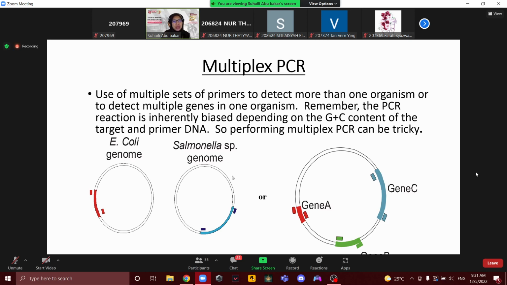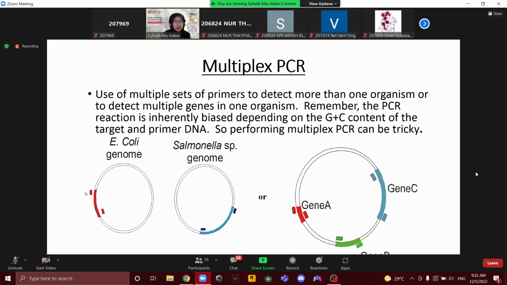coli, from Salmonella, and then this different primer? This primer is specifically for E. coli, this primer specifically for Salmonella. Okay, sorry. So you have 2 species, but you actually have the same primer. This one is the same primer.